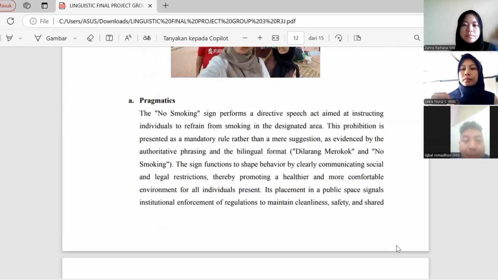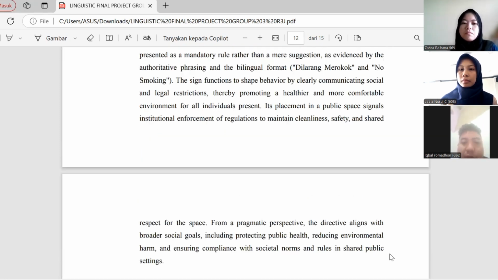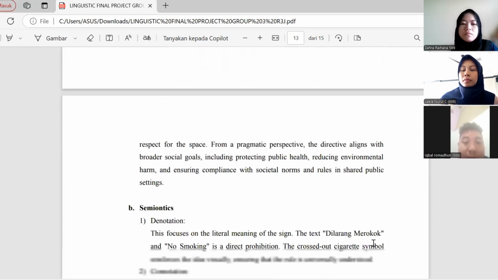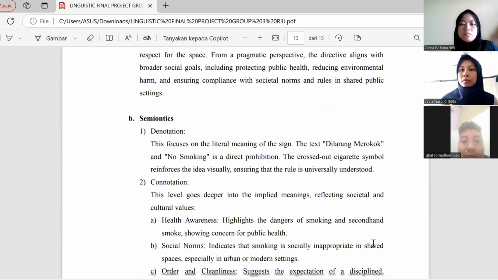A. Pragmatics. The no smoking sign performs a directive speech act aimed at instructing individuals to refrain from smoking in the designated area. This prohibition is presented as a mandatory rule rather than a moral suggestion, as evidenced by the authoritative phrasing and the bilingual format, dilarang merokok and no smoking. From a pragmatic perspective, the directive aligns with broader social goals, including protecting public health, reducing environmental harm, and ensuring compliance with social norms and rules in shared public settings.